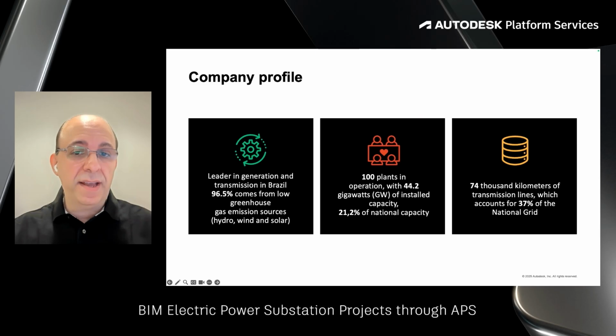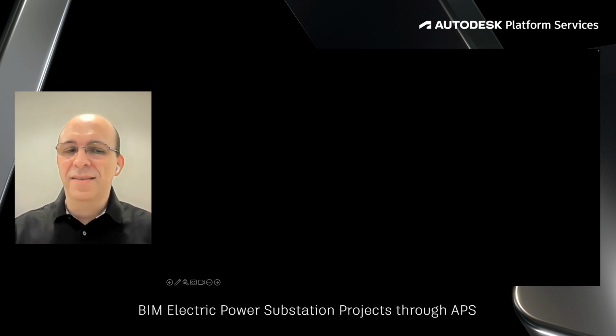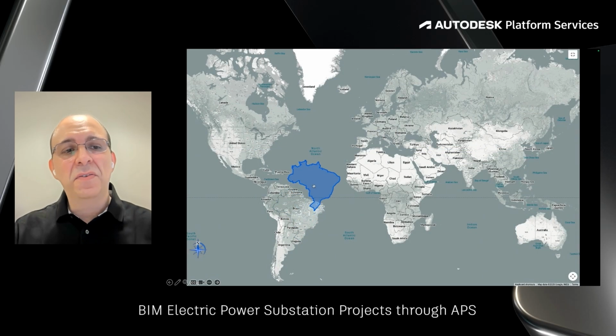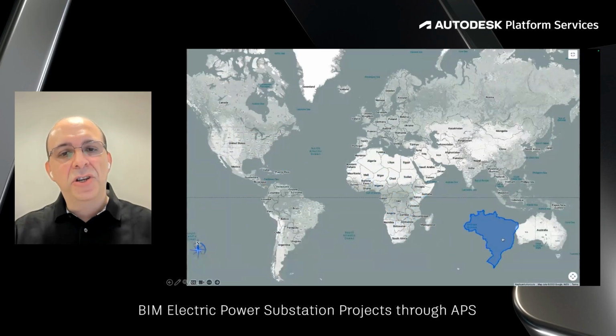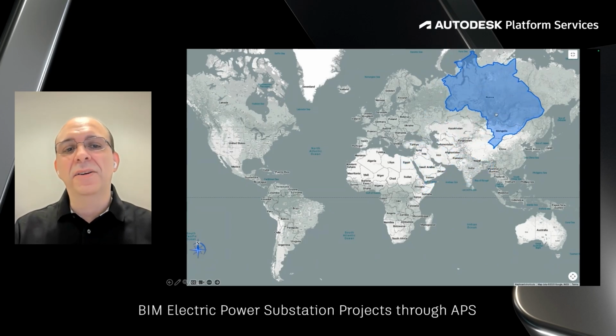To distribute that huge amount of energy, they have 74,000 kilometers of transmission lines, and that again accounts for about 37% of the national grid. So it's huge. Just to provide you some size comparison, this is a very interesting tool you can use to see the actual size of countries. If you compare Brazil to the United States, Canada, Africa, Australia, China, even the Middle East and Russia, and finally Europe, you can get a reference to the size of Brazil's territory.